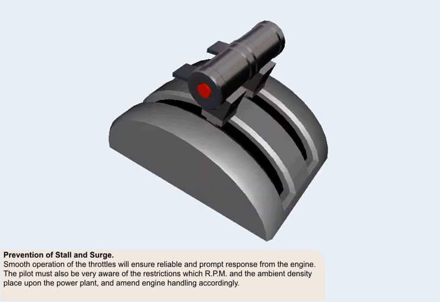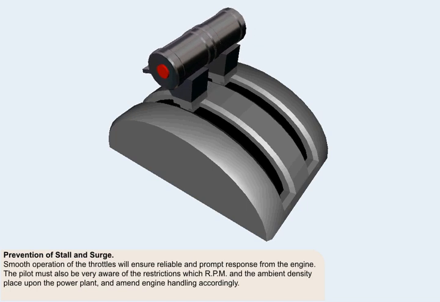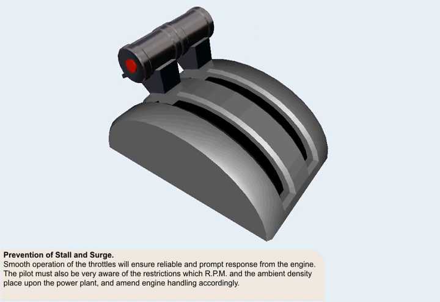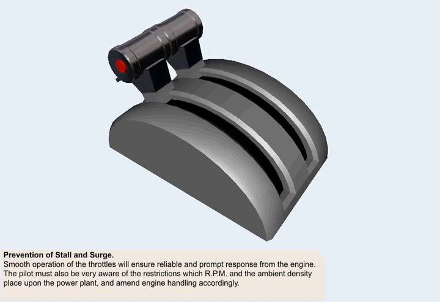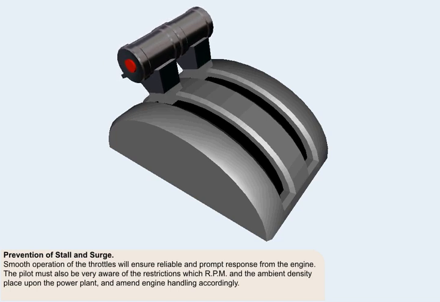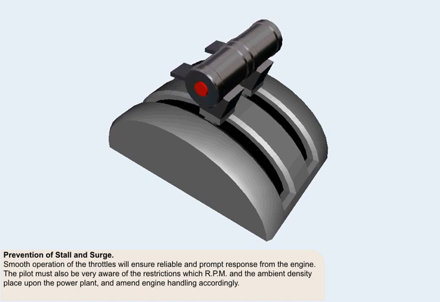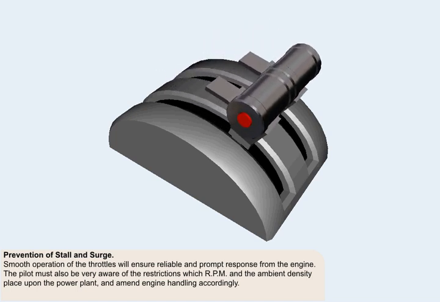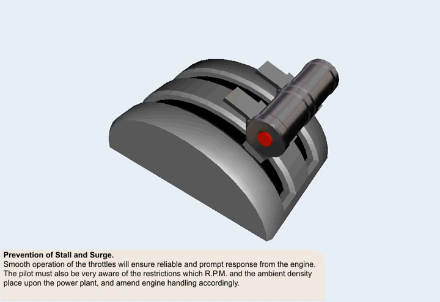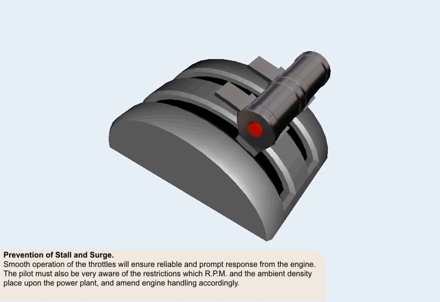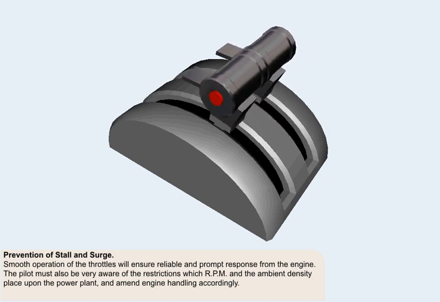The pilot must always be conscious of the causes of stall or surge if he is to prevent either from occurring. Smooth operation of the throttles, both when advancing and retarding them, will ensure reliable and prompt response from the engine. The pilot must also be very aware of the restrictions which RPM and the ambient density place upon the power plant, and amend engine handling accordingly.